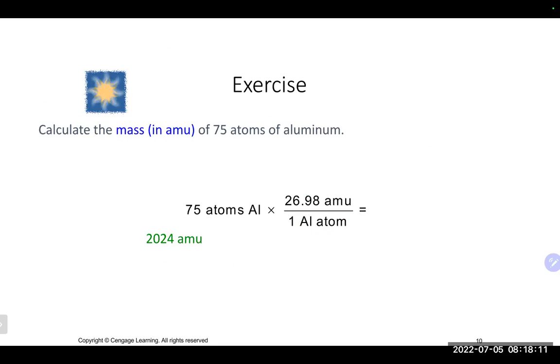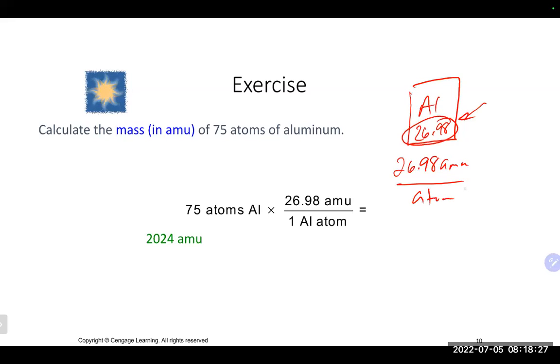Same thing here, 75 atoms of aluminum. Once again, that 26.98 number does come from underneath there on the periodic table. Aluminum, and we could pull it off again as 26.98 AMU per atom. So an atom is 26.988 AMU. In this case, we're starting with atoms, so we want atoms on the bottom so that they do cancel. Multiplying across the top gives us 2024 AMU.